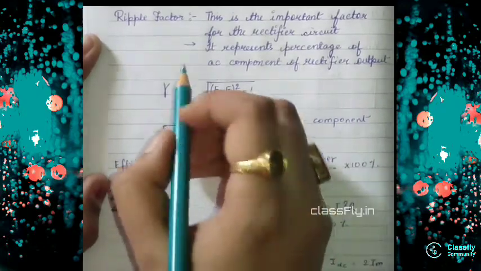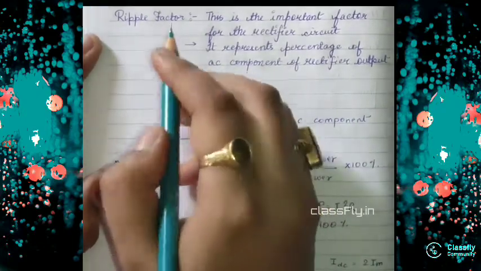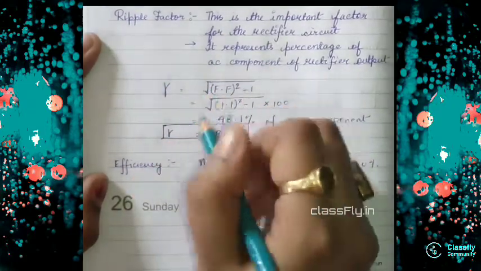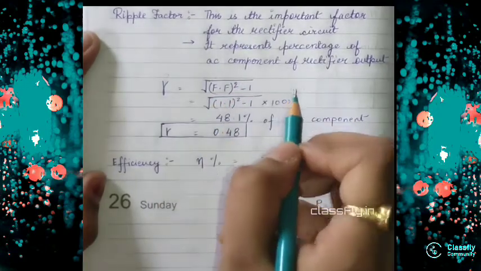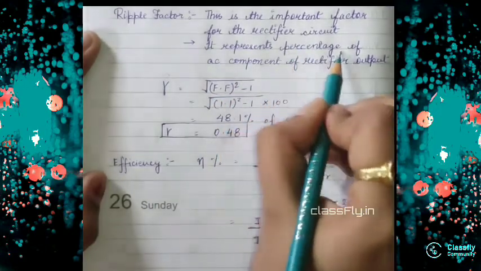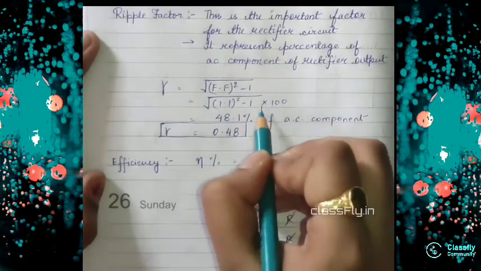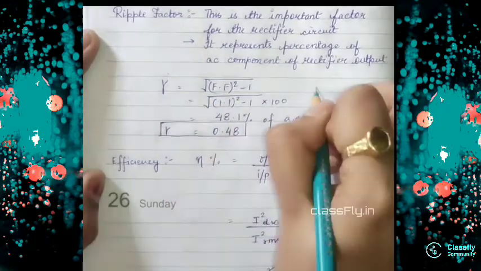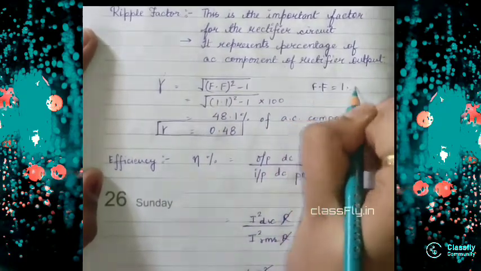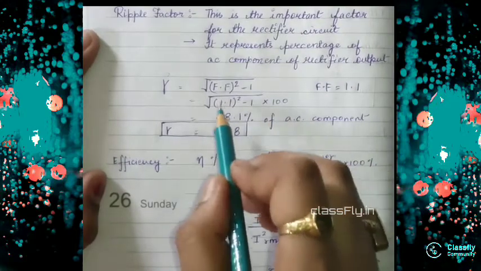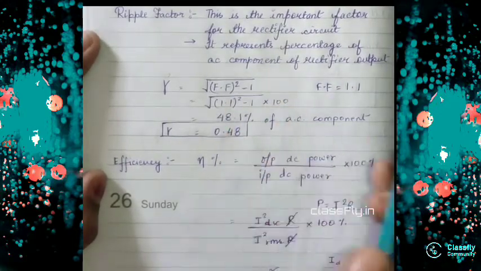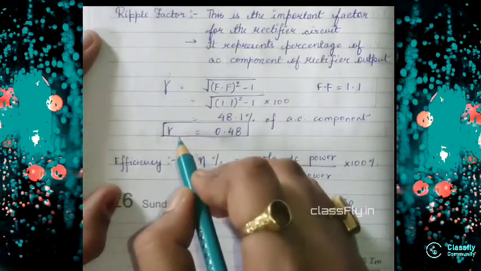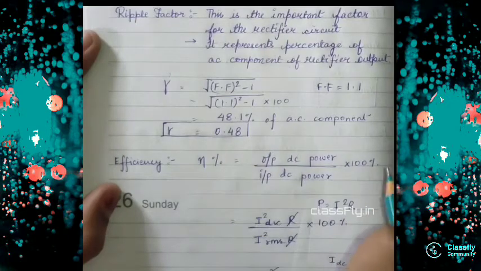We denote ripple factor as gamma, and the formula is the square root of form factor squared minus 1. We can also denote it in percentage by multiplying by 100. We know the form factor of full wave is 1.11. Whenever you solve this, you will get 48.1% of AC component. If you don't want the percentage, the ripple factor will be 0.48.